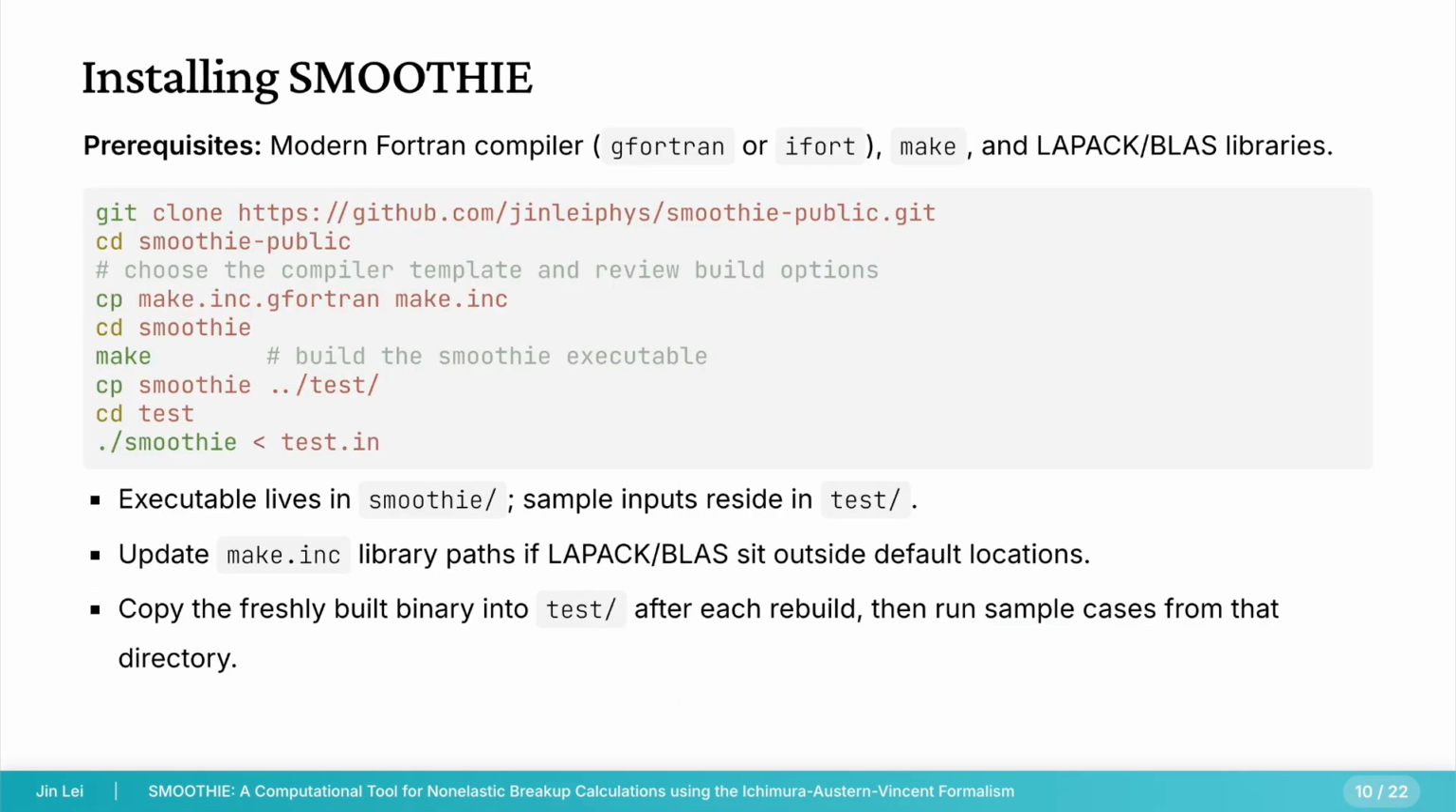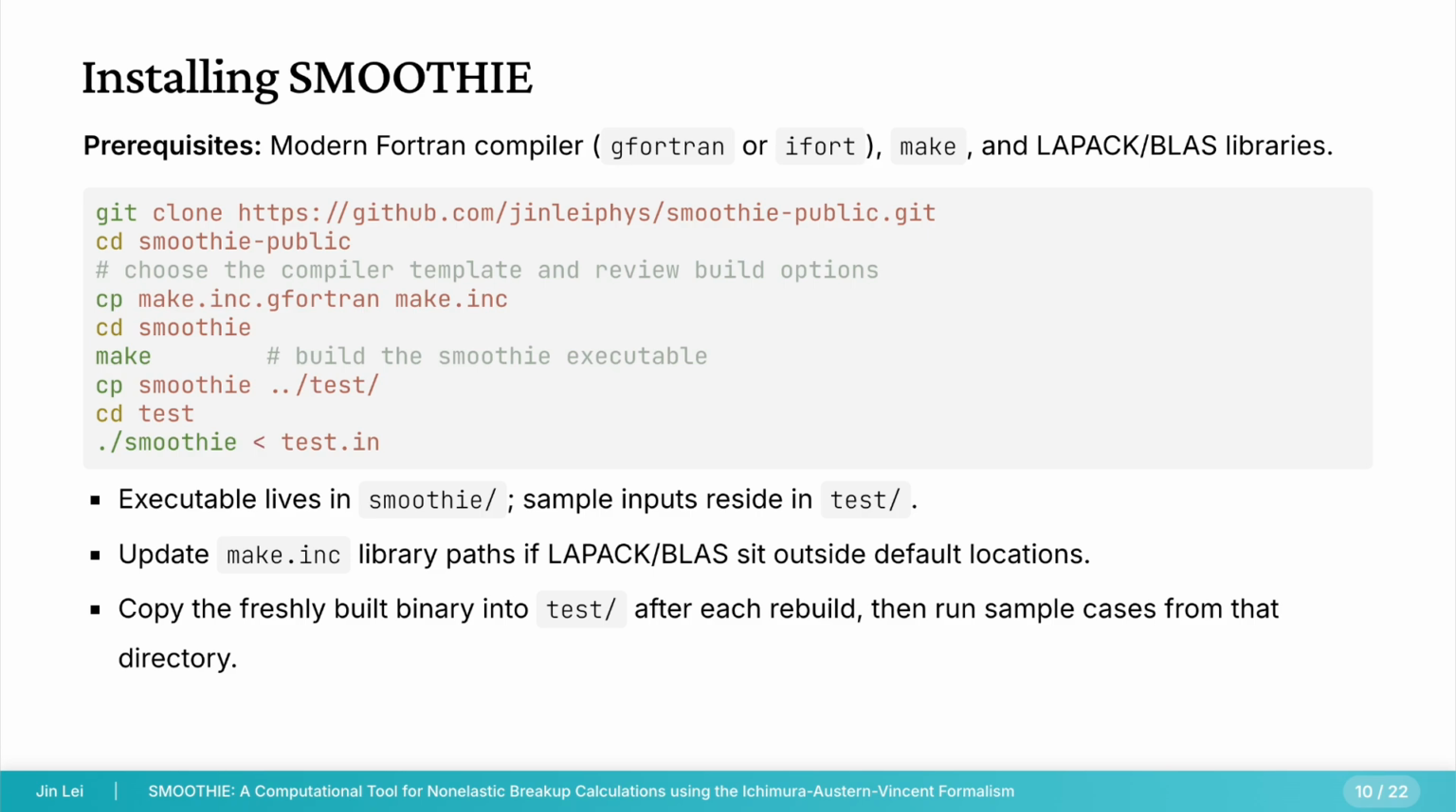Because many of you will want to try it, the next slide is titled Installing Smoothie. Prerequisites are simple: a modern Fortran compiler, make, and LAPACK or BLAS. Then follow the exact commands shown. Clone the public repository. Change into smoothie-public. Copy make.inc.fortran to make.inc. Change into the smoothie folder and run make. Copy the built executable one level up into test. Change into test and run the smoke test with ./smoothie less than test.in.